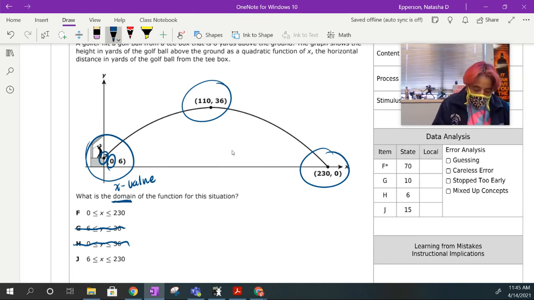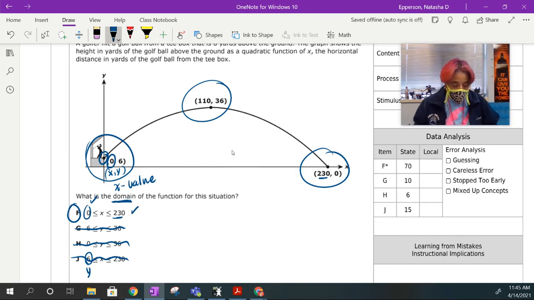Now, the minimum x value, remember your coordinate point is going to be x comma y. So the x value is 0 here. So that's 0, that matches. Here on J, it has 6. That would be if we switch the x and the y value. So that's definitely not the answer. So it has to be F. And if we look over here, the maximum x value that we're going to hit is 230, which matches our graph. So F is definitely our answer.